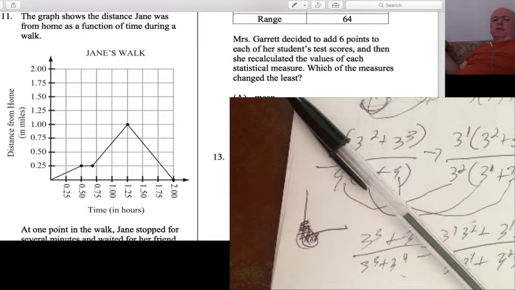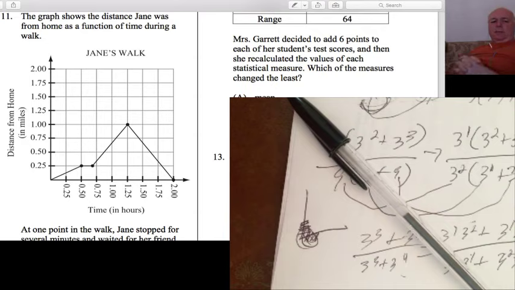Also, the range for the distance is 1 minus the thing. So again, I'm beating this to death. So let's go back to the words. The graph shows the distance Jane was from her home as a function of time during the walk. So at 1 minute, she's getting close to 0.75. At 1.25, she's at 1. And at 2, she's back home. All right? So this is because she's 0 distance from a house. All right?